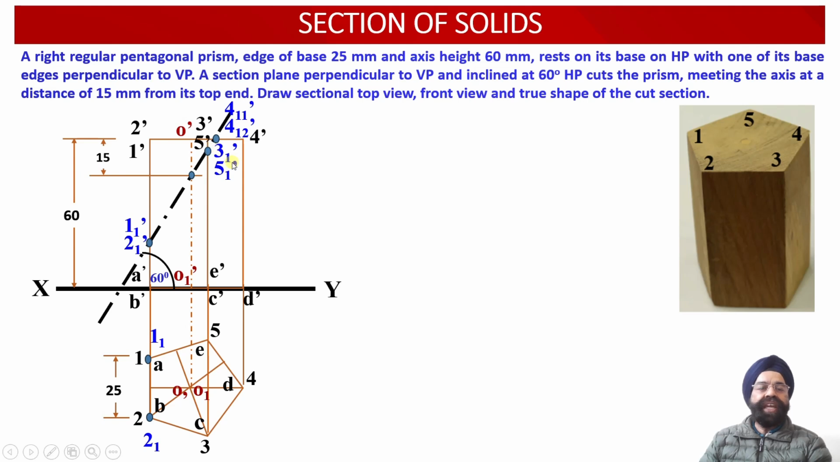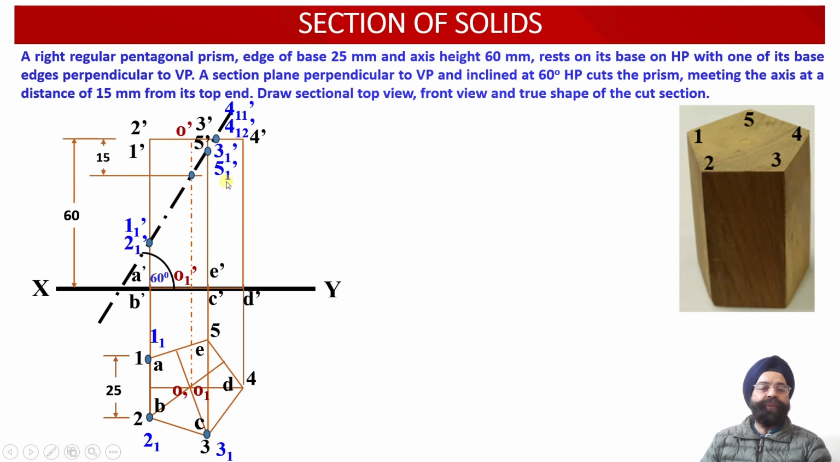Similarly, we are going to get 2 points of intersection over here. That is 3 1 dash. It is the point of intersection of the cutting plane with the vertical edge 3 dash C dash over here. So if we draw a vertical projector line through 3 1 dash, it is going to intersect the vertical edge C3 at this point. So this point will be 3 1 in the top view projection. So the points C3 and 3 1 are going to coincide with each other over here.